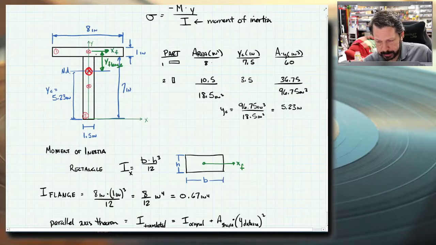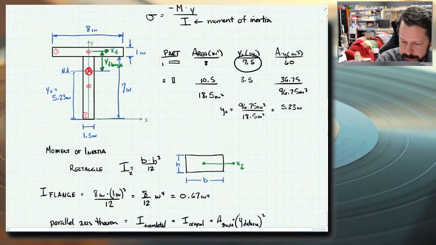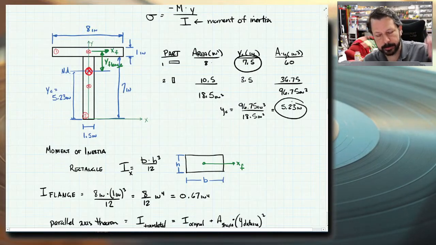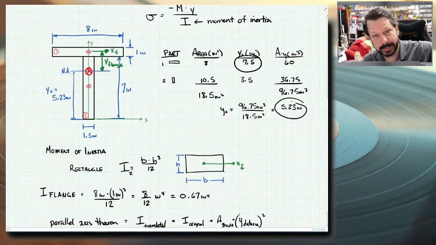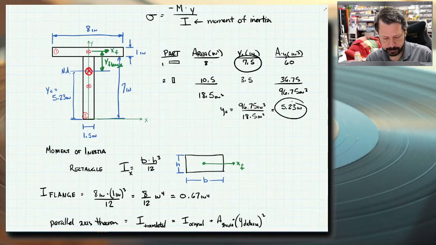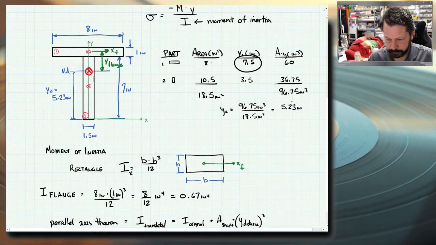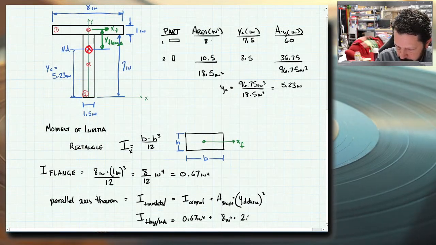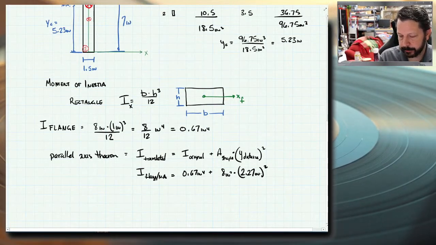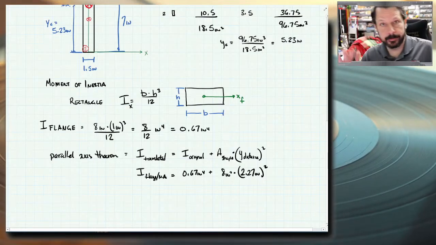That's actually, if you took y sub c, the location of the centroid of the flange, and subtracted it from the location of the centroid of the entire composite shape, the T, then that would be this thing that I've called y flange. So in our case, it's 7.5 minus 5.23, 2.27 inches. And that gets squared. So it does work out that I have inches to the fourth when I do A times y squared, plus inches to the fourth when I use the original moment of inertia.